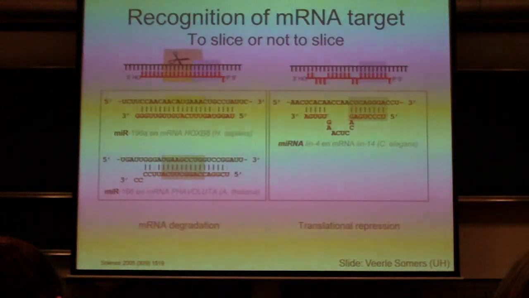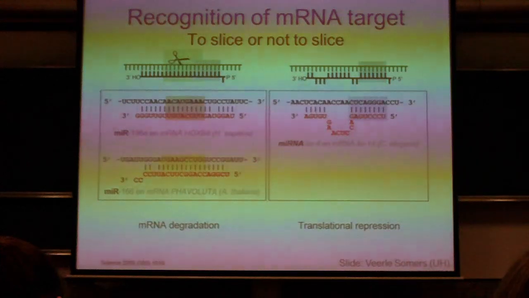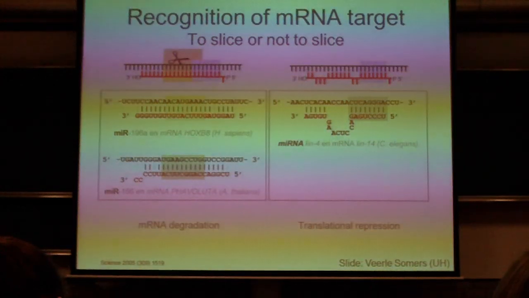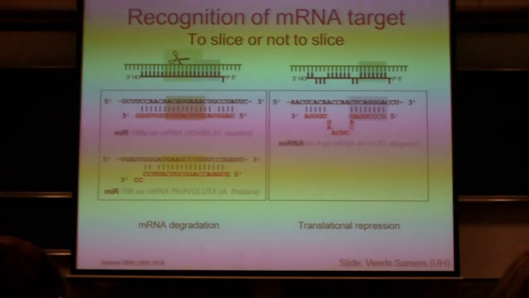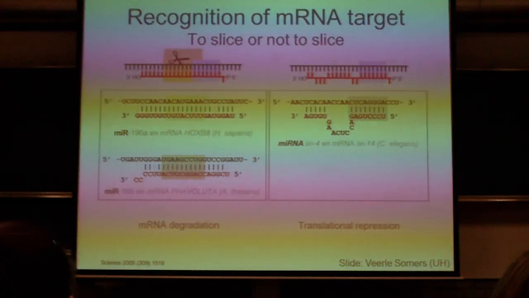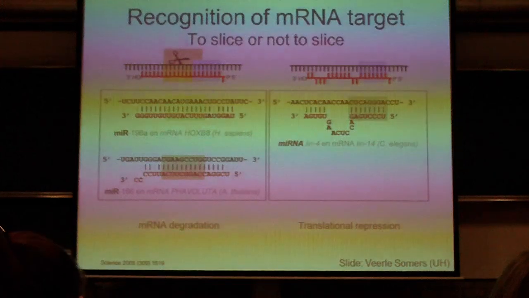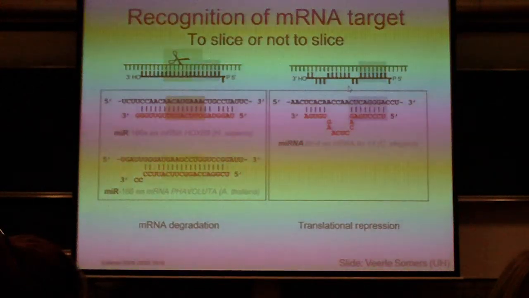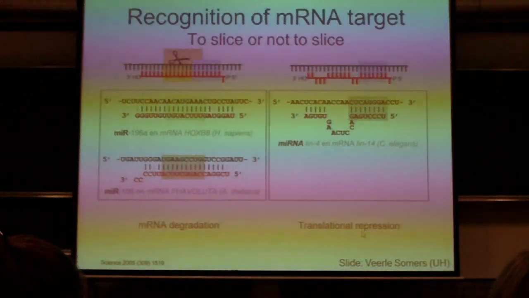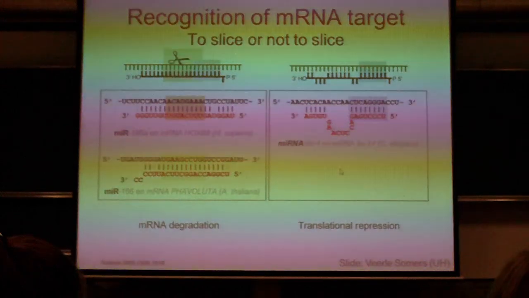So the key question is to slice or not to slice. This is according to Professor Zomers who gave me this slide. So once again, when you have perfect complementarity, you will have mRNA degradation. When you have partial complementarity, you will have translational repression. And this is mostly the case for microRNAs.